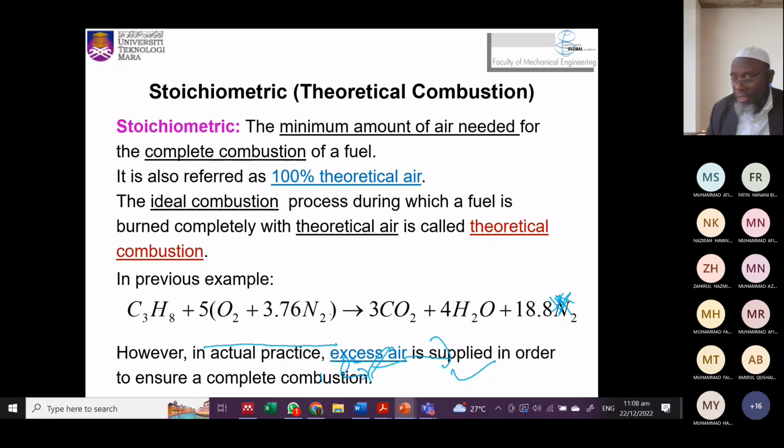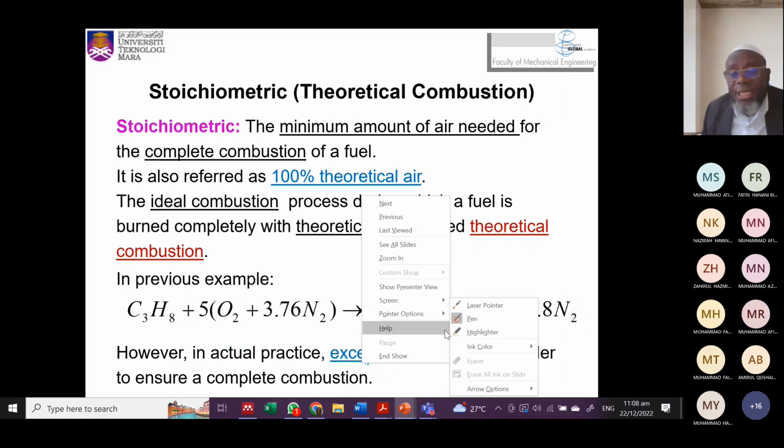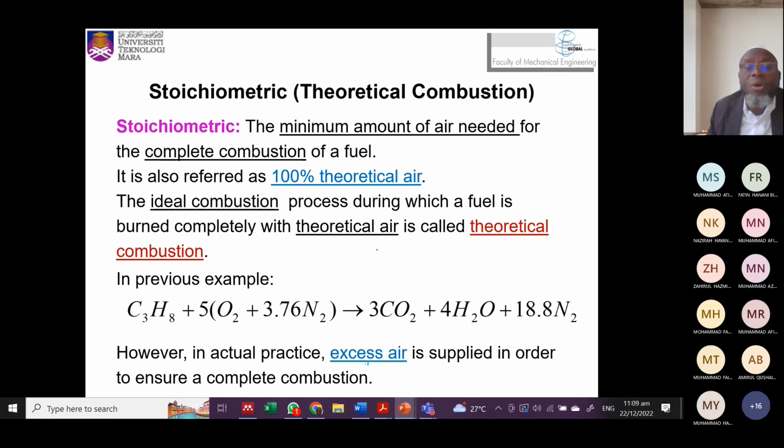Next, we look at the areas we have reached now. I encourage you to be attentive. Pay attention to this, very important. We want to look at what we call stoichiometric. What do we mean by stoichiometric? Stoichiometric is the minimum amount of air needed for the complete combustion of a fuel. Understand? That's the minimum amount of air for the complete combustion of a fuel. It's called stoichiometric.